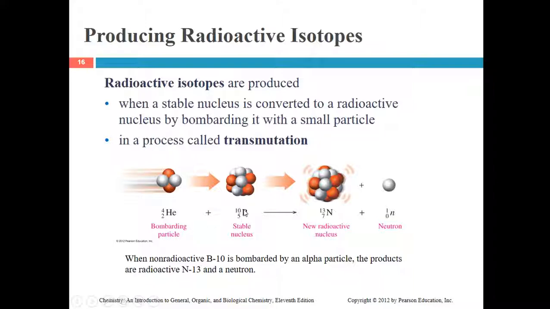Boron-10 is bombarded by our alpha particle. The products are radioactive nitrogen-13 and a neutron. See how they write neutron. So a neutron, n, has no proton number. Why? Because that's a neutron. But it does have a mass of 1. Why? Because neutrons have a mass.